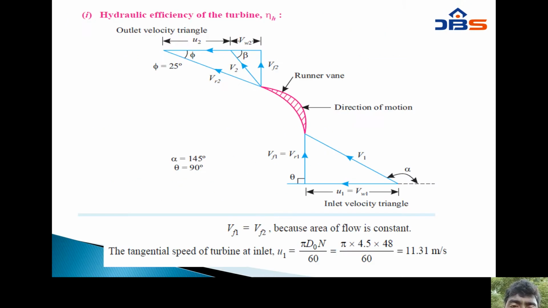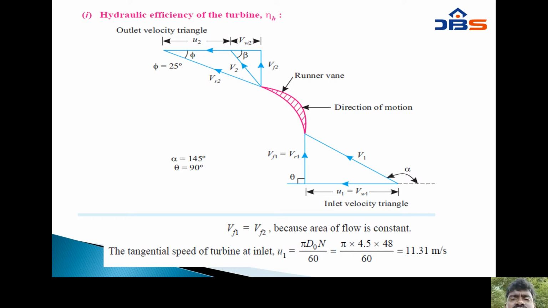This is the figure, as shown in the figure, and this is the velocity figure for hydraulic efficiency of the turbine. Now this is the velocity diagram of the Kaplan turbine. This portion is the inlet velocity triangle. In this inlet velocity triangle, Vf1 equal to Vr1, so theta equal to 90 degrees. Next, alpha is the inlet velocity angle. U1 equal to Vw1 into velocity of flow and variable velocity.